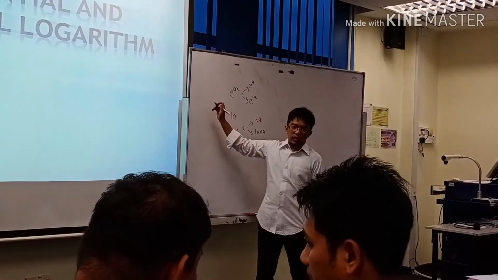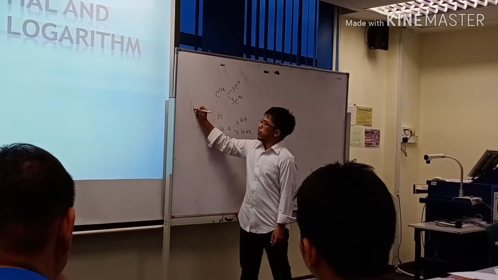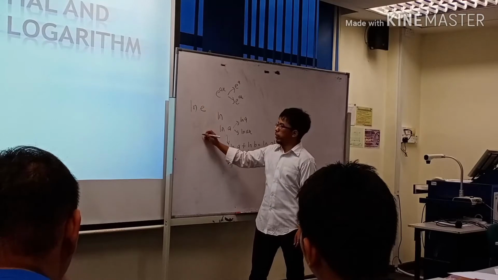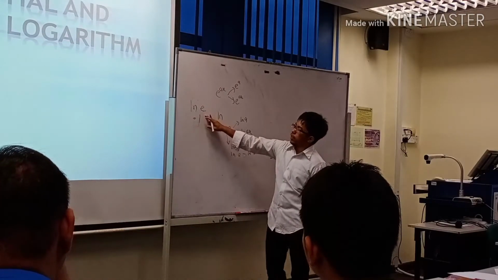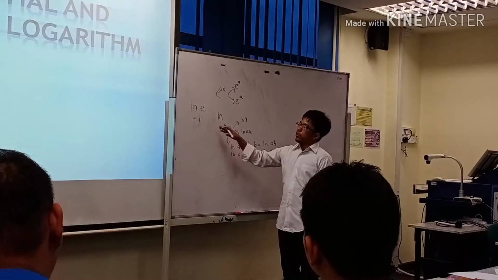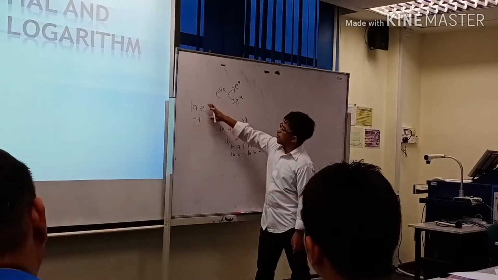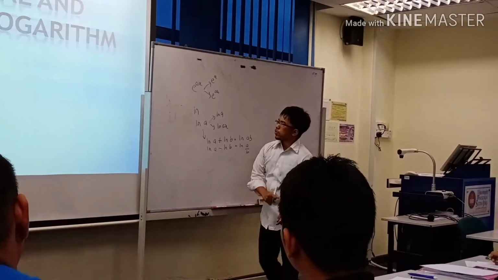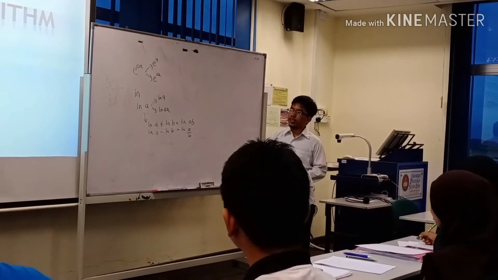I have an important lesson. When we have ln e, it becomes 1. Why? Because e is the inverse of natural logarithm. That is all I want to teach you about the basics of exponential and natural logarithm.